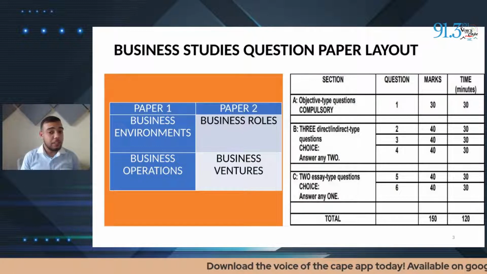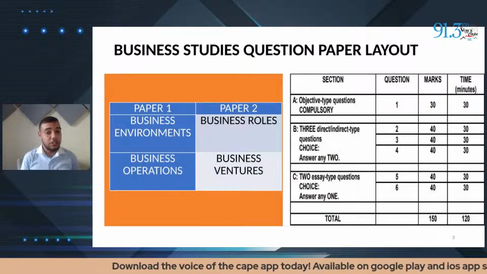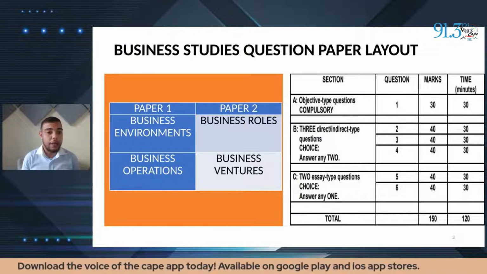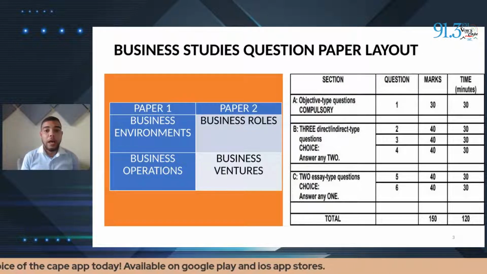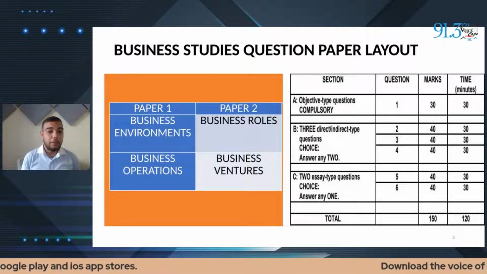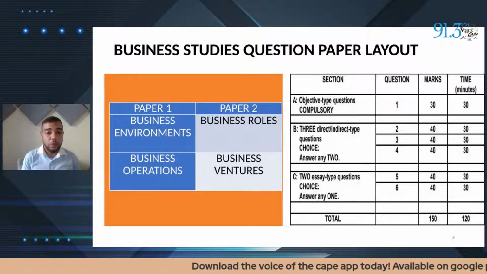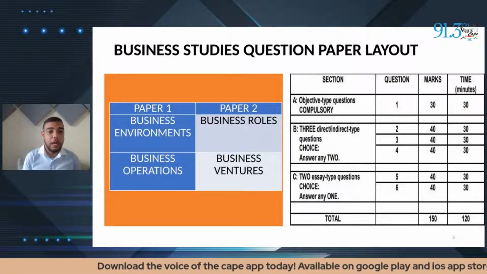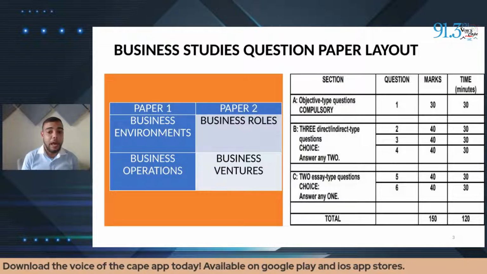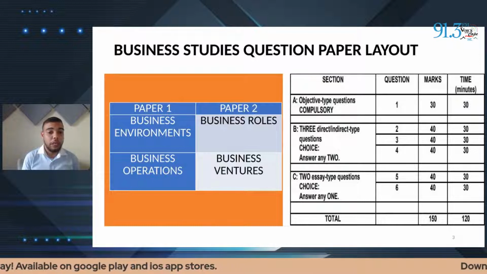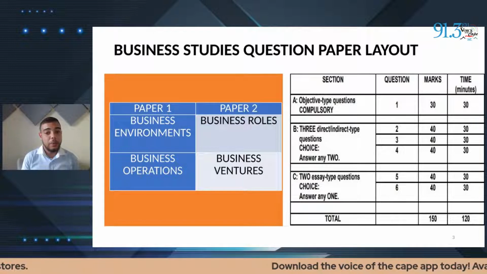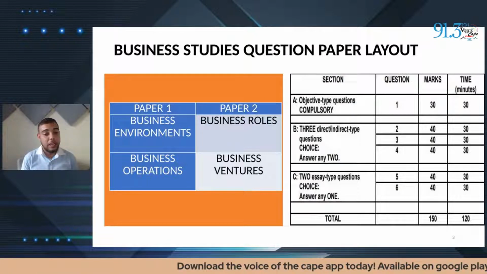Paper 2 consists of business roles and then business ventures as well, which we'll go over next week and the week thereafter. Section A, question 1 would then be about your multiple choice questions. Choose a correct word and then mix and match. Section B would then be question 2, 3, and 4. Question 2 will be business environments, question 3, business operations, and then question 4 would be miscellaneous.